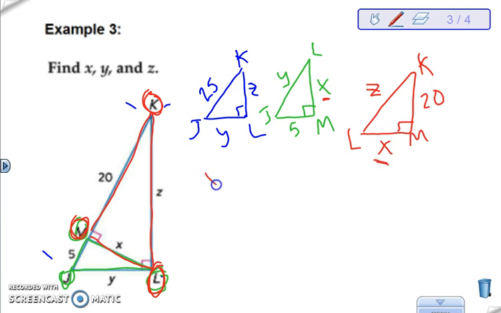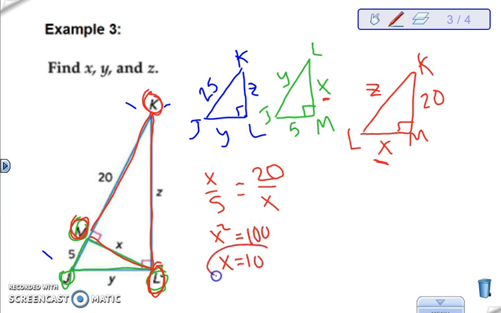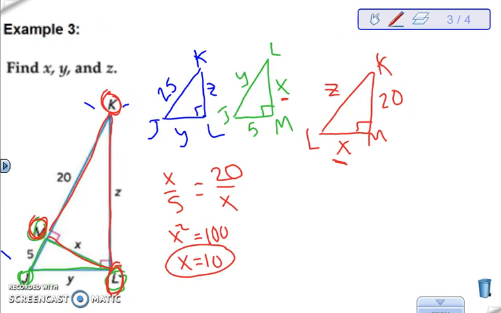I can say X over 5 equals 20 over X. Solve by cross multiplying, so X squared equals 100, which means X is equal to 10. Again, that's where our geometric mean calculation comes in.